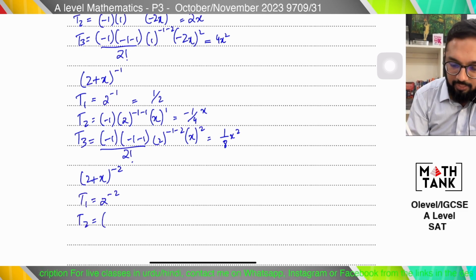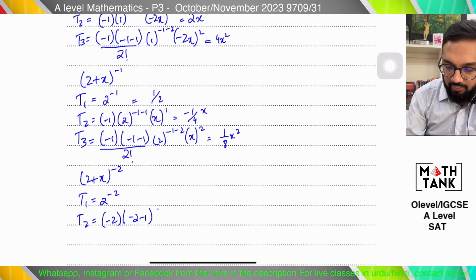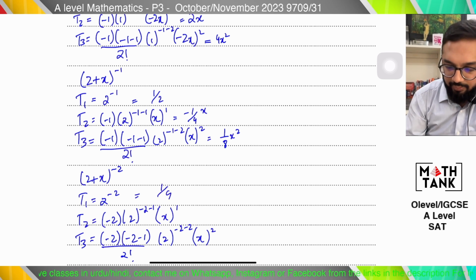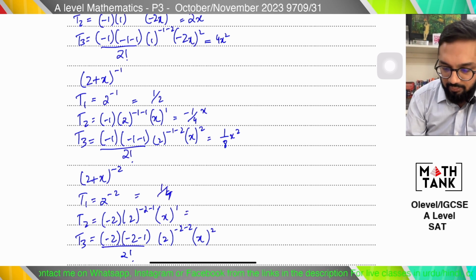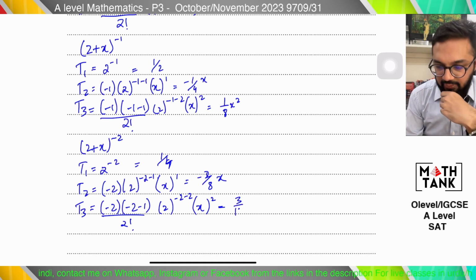n minus 2, n 2 power n minus 1 x power 1, n minus 1 over 2 factorial, a power n minus 2 and x power. So 1/4, and 3 over 16 x squared.